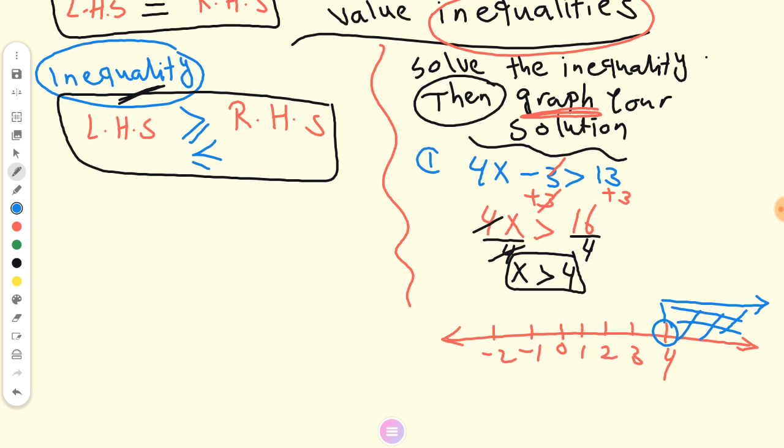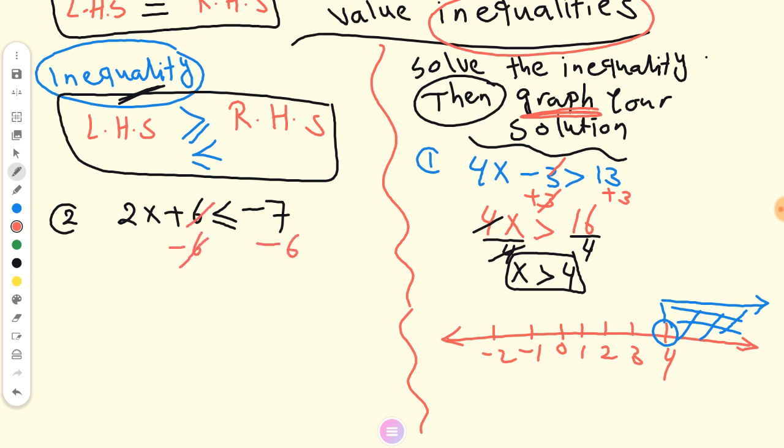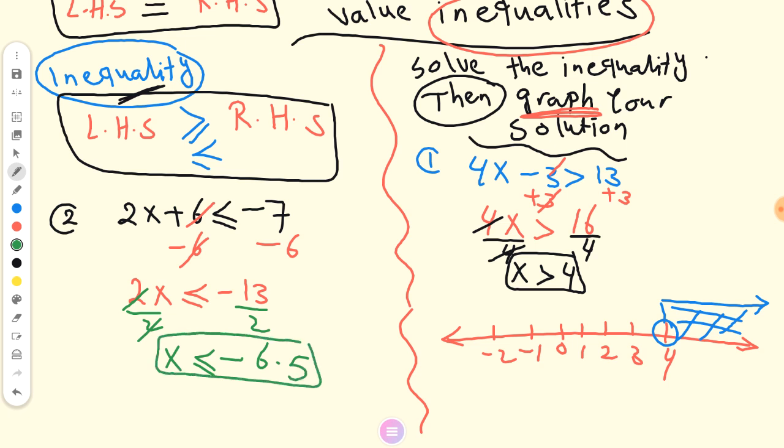Okay, another one. Solve the inequality. After that, graph the solution. Number 2, 2x plus 6 less than or equal to negative 7. Also here, I will first add negative 6 to both sides. Cancel this one with this one. Then 2x less than or equal to negative 7 plus negative 6, which is negative 13. After that, I will divide both sides by 2. Cancel this one with this one. Then x less than or equal to negative 13 divided by positive 2, it's negative, and 13 divided by 2 is 6.5. X less than or equal to negative 6.5.